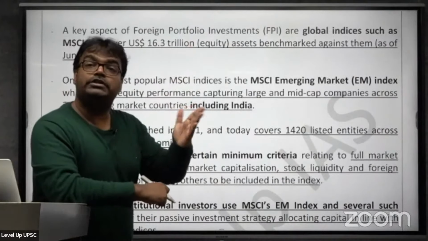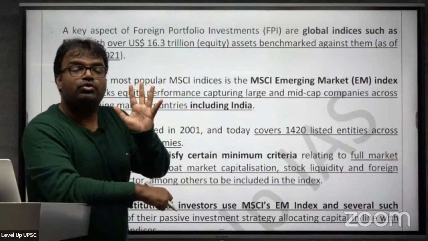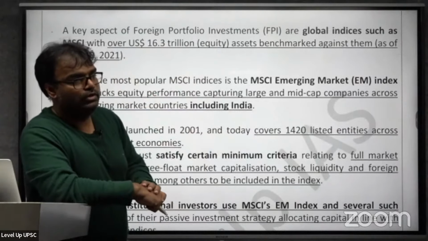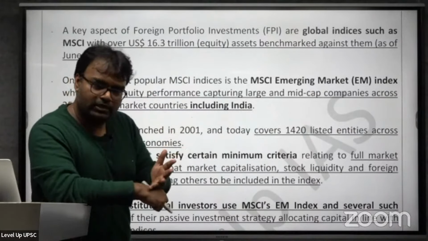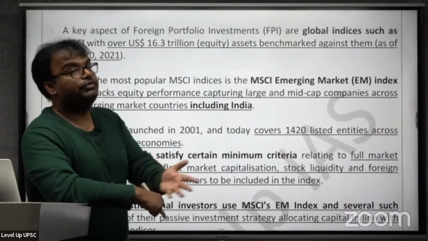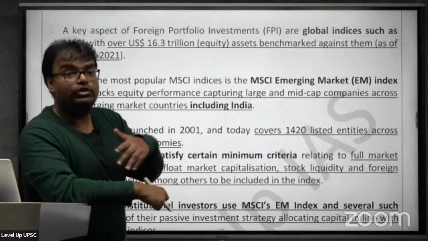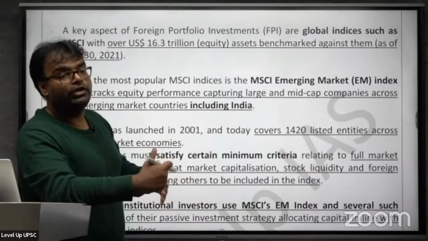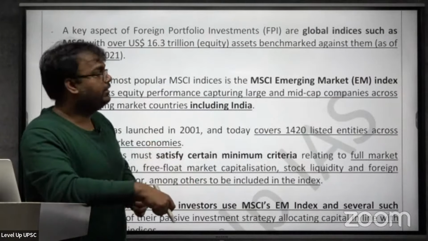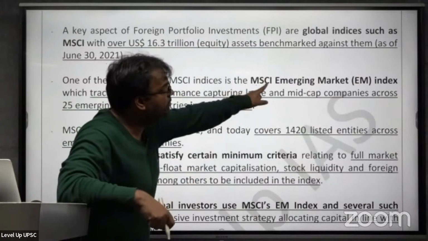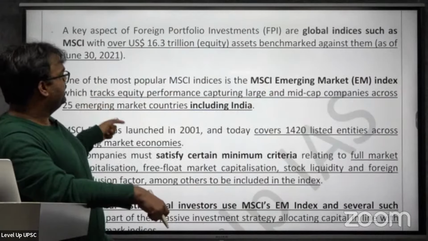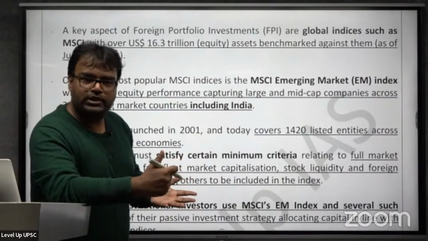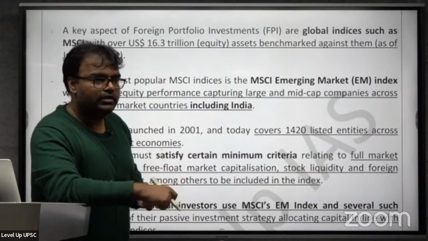And foreign investors look at this MSCI index to gauge whether they should be investing in a particular company in India or not. If the MSCI index is doing well, or if it's not doing well, what are the future prospects? Based on that, the foreign investors come and invest in developing markets. This index, the MSCI Emerging Market Index, was set up in 2001. In emerging markets the growth rate is higher.